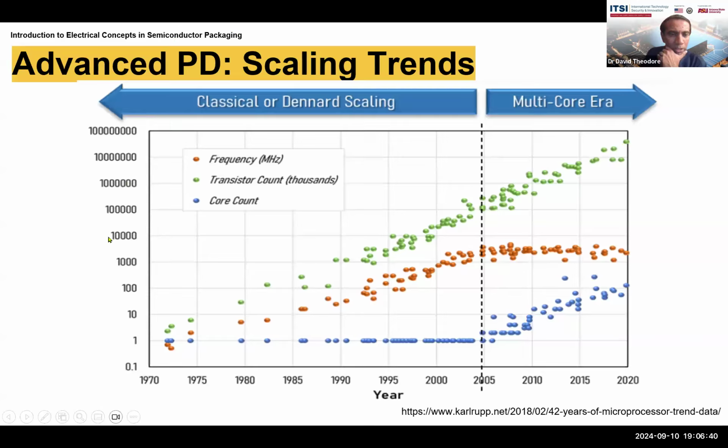So this plot on the y-axis is basically a logarithmic scale. On the x-axis is the year, and this had moved up to 2005 when people were looking at single cores, which is basically like a single chip that does the logic operation. And so any operation that you're asking the computer to do, it's going through that single chip.